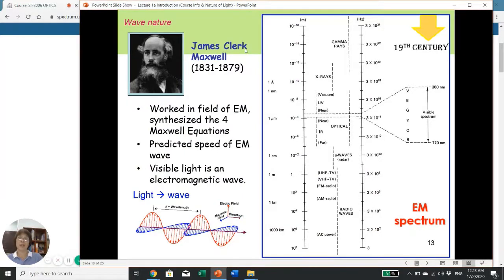And here we have another proponent for the wave nature of light. We have James Clerk Maxwell, and he came up with the four famous Maxwell equations, and he worked in the field of electromagnetism, and he predicted the speed of EM waves. And visible light is actually an electromagnetic wave. As you can see here, we have the E field in red, the B field in blue. The planes are orthogonal to each other and the wave is propagating in this direction. And here is the electromagnetic spectrum, whereby visible light is from 380 nanometers at the shorter wavelength end up to 770 nanometers.